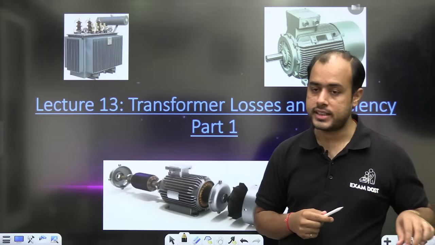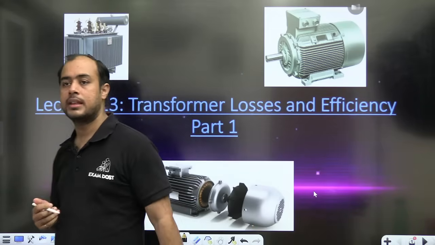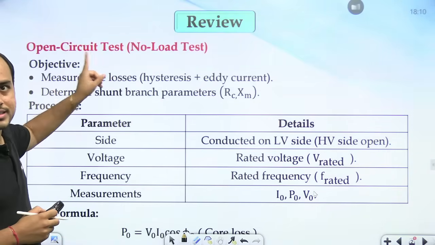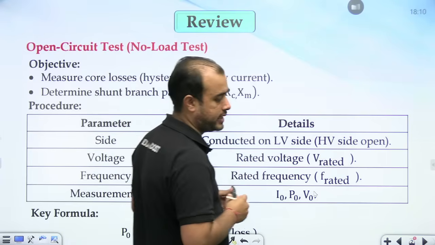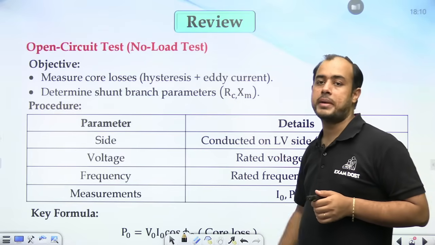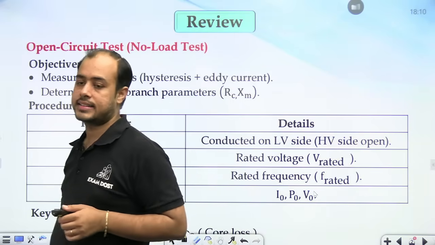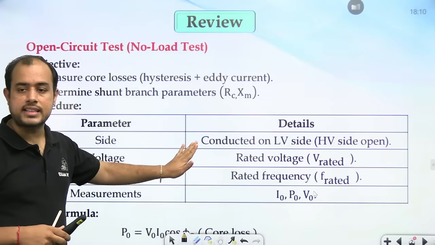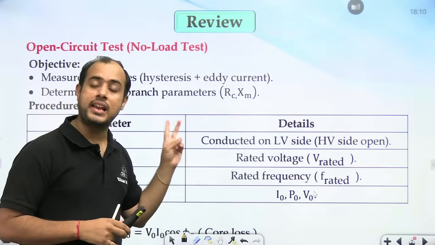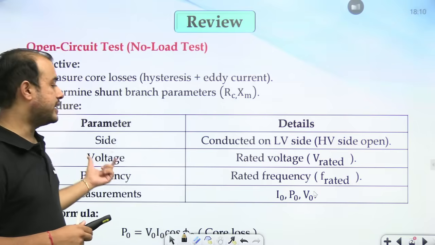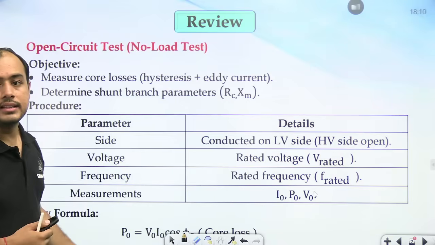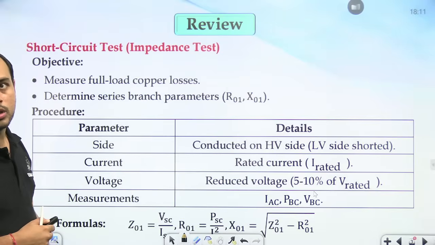But before we start, let us review what we covered in the morning. So in the morning, I told you about testing of a transformer. The first test was the open circuit test or the no load test. It measures the core loss, hysteresis plus eddy current, and also measures the shunt branch parameters RC and XM. It is conducted on the LV side. Why? Because applying rated voltage on the LV side is easy as well as the rating of the instrument decreases. It is conducted at rated voltage and frequency. It measures current, power and voltage. The power is VI cos phi, which is the core loss.